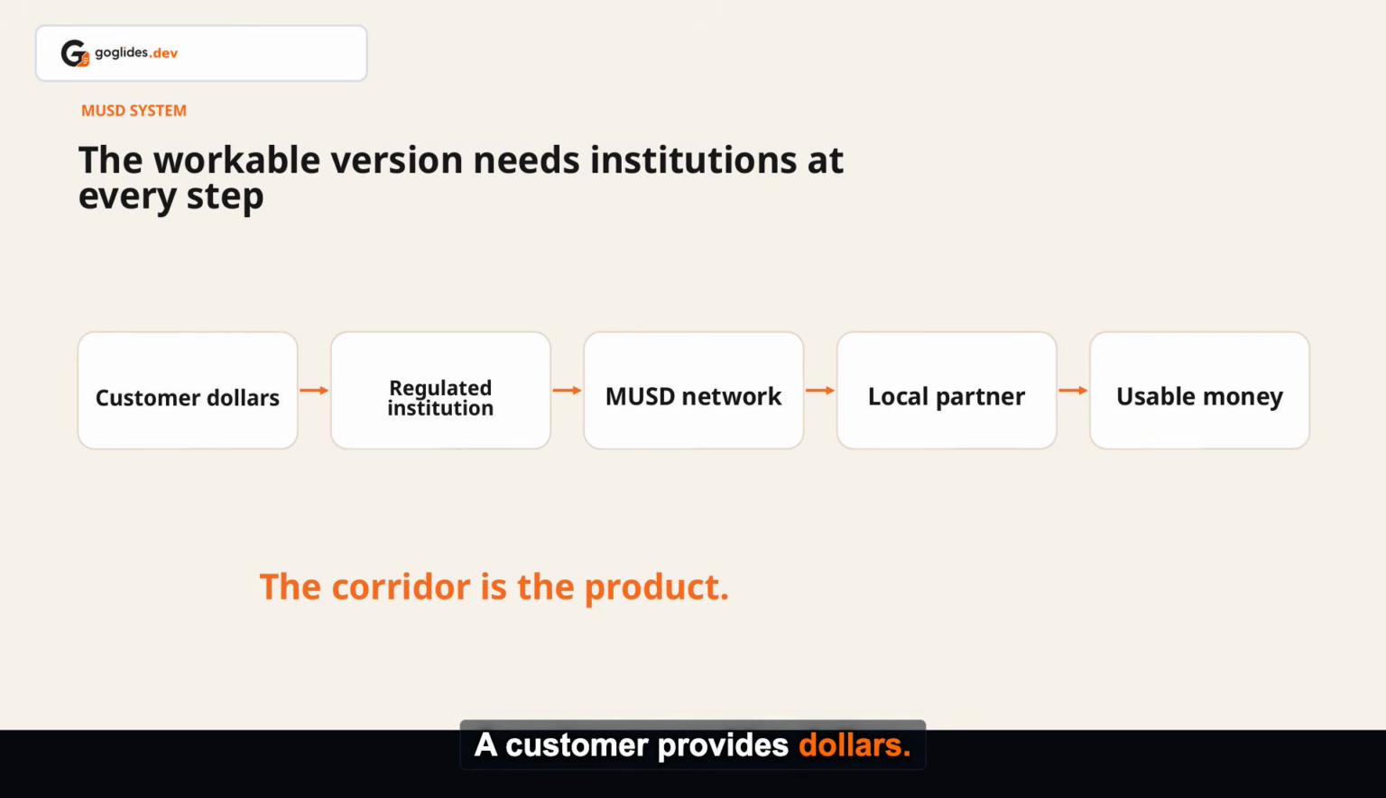A customer provides dollars. A regulated institution converts those dollars into MUSD. MUSD moves through a digital network. A partner in the destination country receives it. That partner converts it into local currency. And the recipient gets usable money. Every step requires a real institution. That helps explain why the current early access program is focused on banks, payment companies, intergovernmental organizations, and other institutional participants. It is not yet a consumer launch.